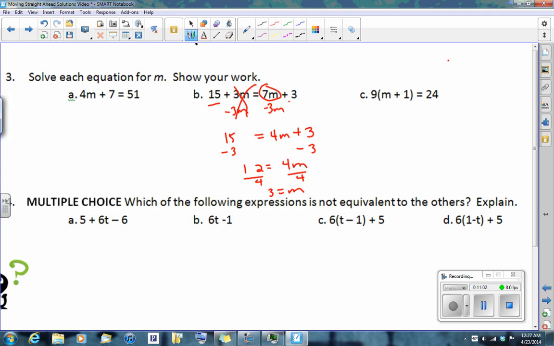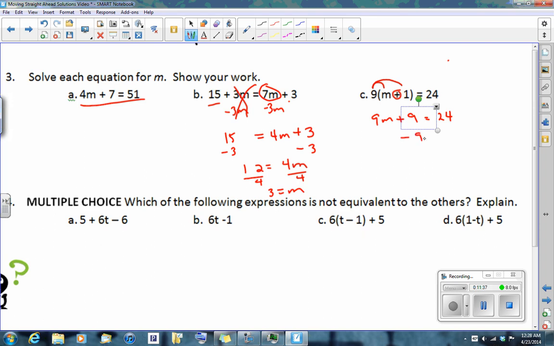On part C, we'll distribute the 9 whenever we see a number in front of the parentheses like that. We can use the distributive property, especially when there's nothing else we can do because we can't add 1 and m together. So we'll distribute: 9 times m is 9m, plus, they're adding, so we'll add 9 times 1 is 9, equals 24. And then we have a situation that's just like the first problem we did.